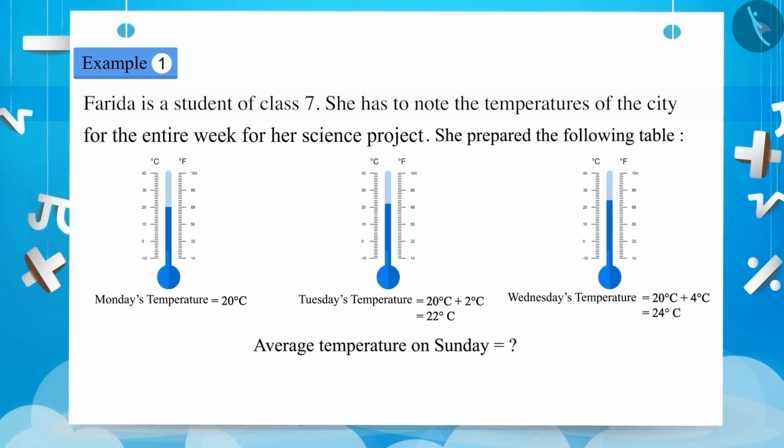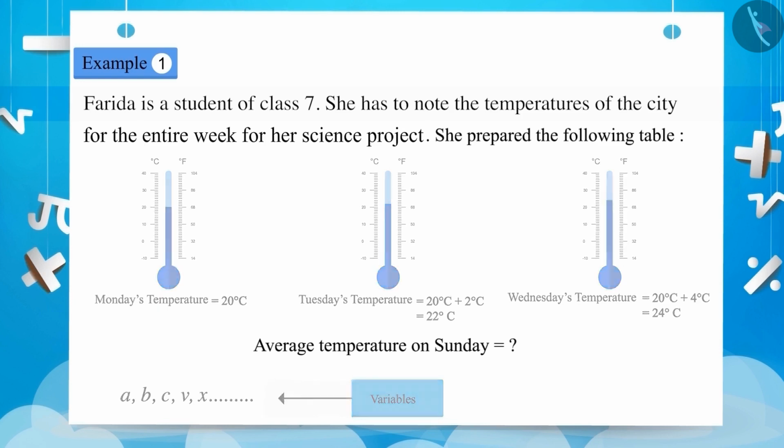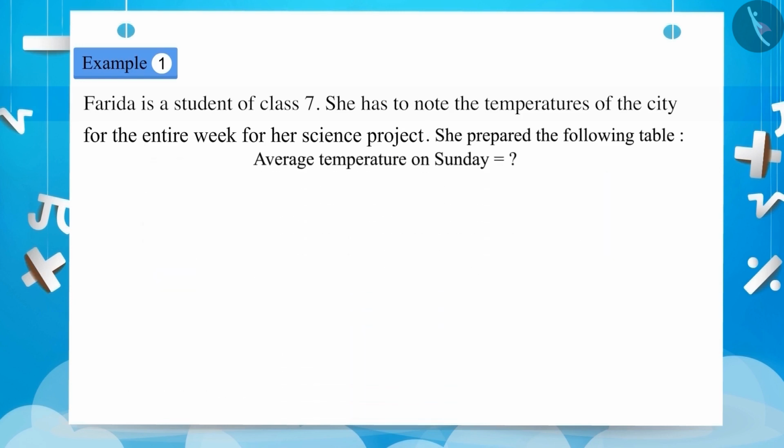As we have seen, the temperature can be more than 20 degrees Celsius. In this situation, we cannot express it by any number. Instead, we can use English letters in the place of numbers such as a, b, c, v, x, etc. These characters are called variables. Their values are not constant, that is, their values keep changing.